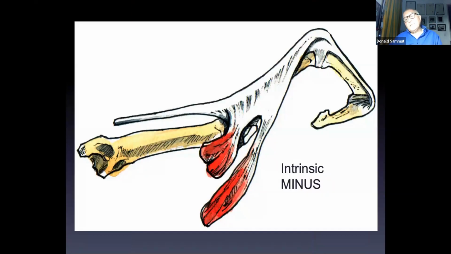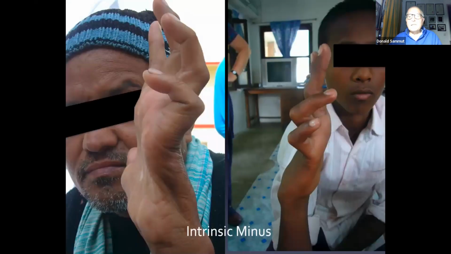What about the opposite, intrinsic minus? Well, we said that these muscles that we've been talking about will flex the MP, will extend the IP joints, and therefore the opposite happens when these muscles are paralyzed. And you get the characteristic posture of intrinsic minus.